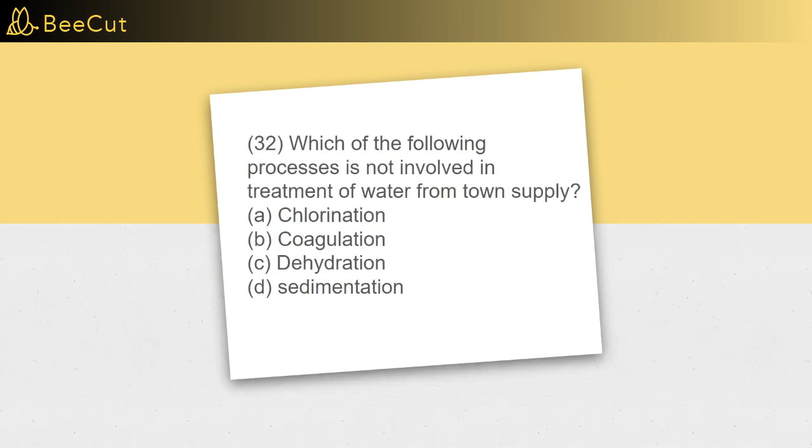Which of the following process is not involved in treatment of water from town supply? A. Chlorination, B. Coagulation, C. Dehydration, D. Sedimentation. C. Dehydration. We don't need to dry any substance during treatment of water. That is why dehydration is not used in that process.